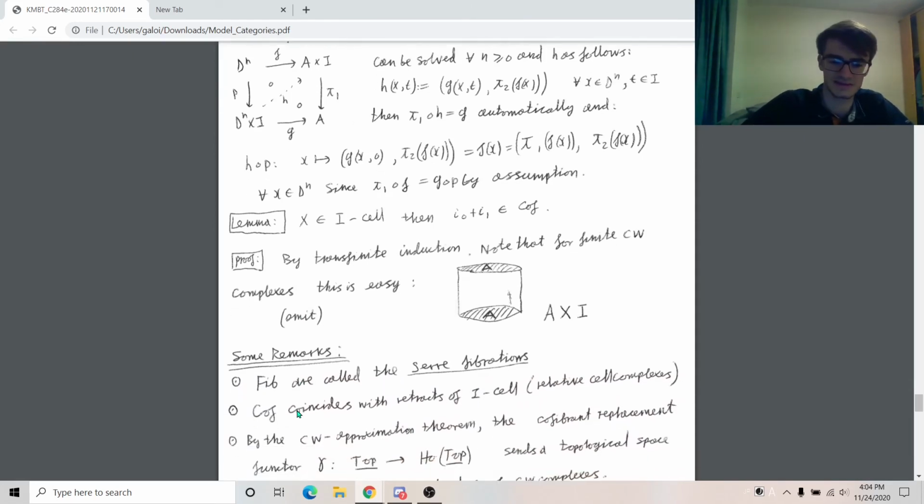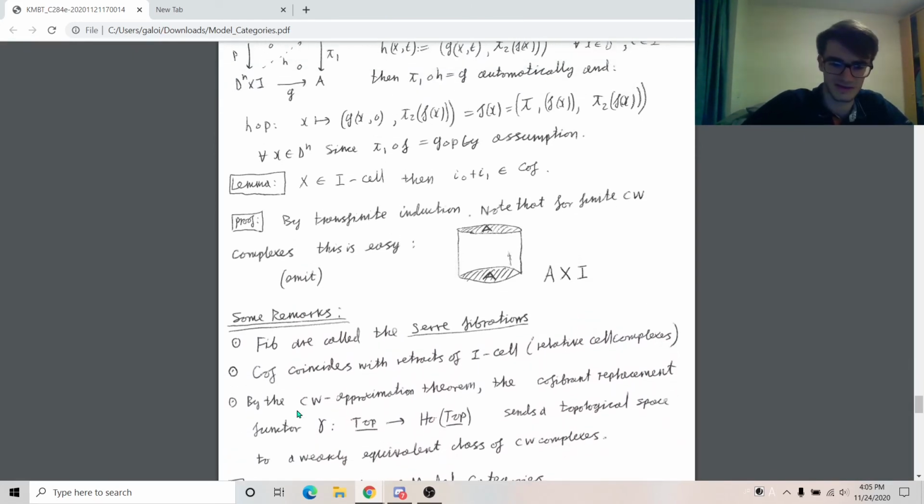And here are some remarks. In the Quillen model structure, the fibrations are called Serre fibrations, right? So the Quillen model structure generalizes classical homotopy theory. The cofibrations are exactly the maps which are retracts of relative CW complexes. And now retracts here are retracts of arrows.